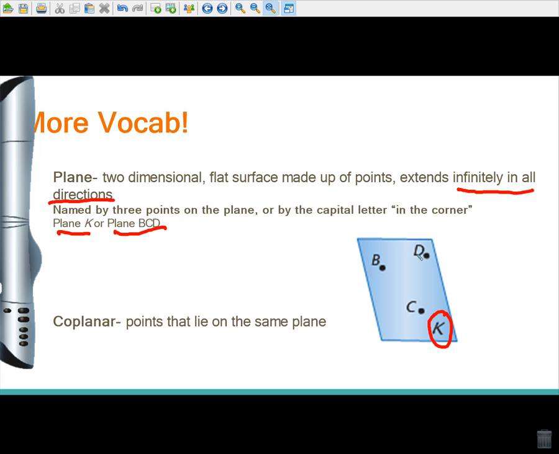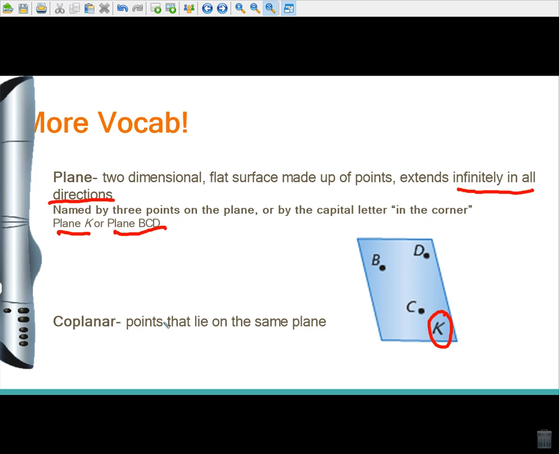Okay. The order of the points does not matter. If you guys wanted to say plane DCB, that would work as well. Okay. It does not matter what order those points are in, as long as all 3 of them are on the plane, that will get the job done.